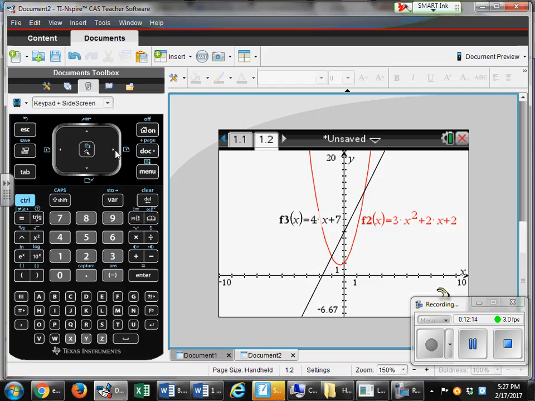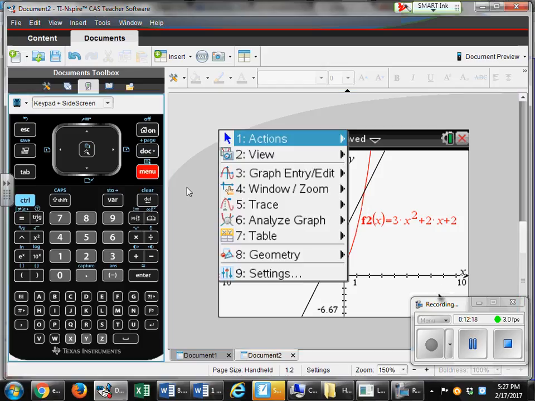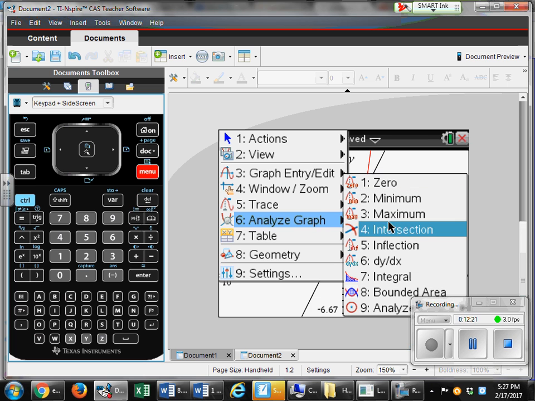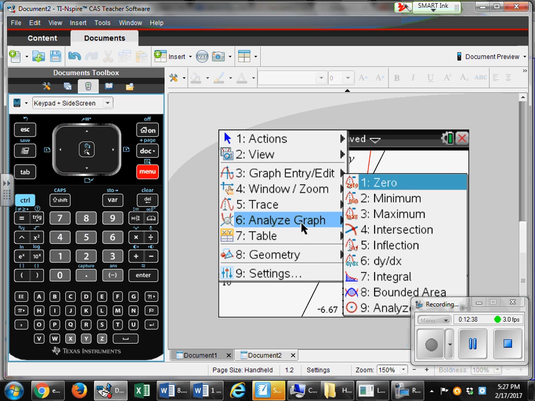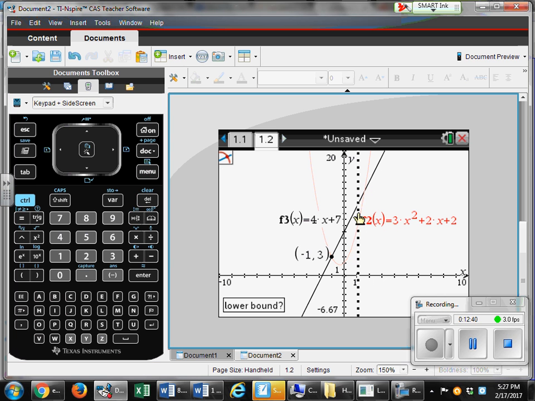So I went to the calculator, and again, that's why I wanted to show you that analyze feature here. So if you go to menu, analyze graph, and now I'm looking for the intersection. It's asking me for a lower bound, so I want to go to the left of that intersection point. And now it's asking me for an upper bound. I go to the right of that intersection point, and it even pops up. And now it leaves those on there. So menu, analyze graph, intersection, and I'm trying to find this intersection point, so click, drag, click.